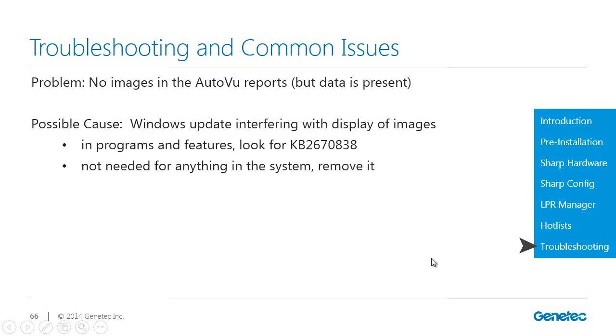Another problem to take a look at is if you're not getting images when you're running your reports. So you might see that the data is there, but there's no read or hit images. This may be a problem related to a Windows update that's not needed by the system to operate. So take a look in the installed programs and features in your Windows server for KB2670838. And if you do find it there, then just go ahead and uninstall it. It's really not used by anything else in the system, and doesn't need to be there for an AutoVu system.